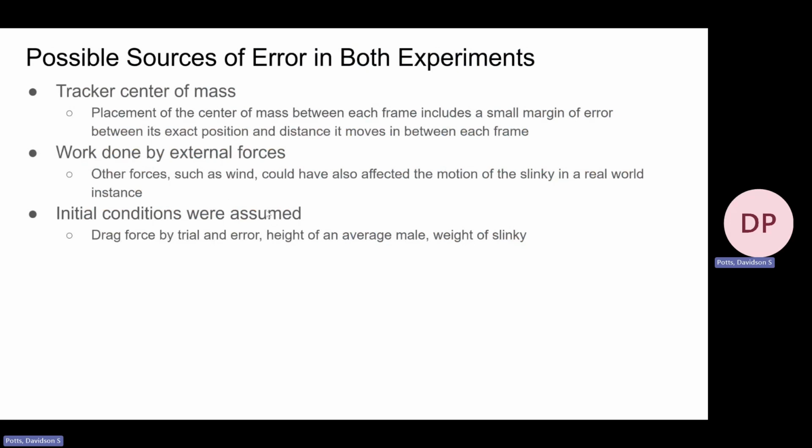The initial conditions were also assumed. We assumed that the height was of an average male at about 5'8", and for the weight of the Slinky, we took an average there. And then the drag force is done by trial and error over and over again until we see realistic conditions like this.